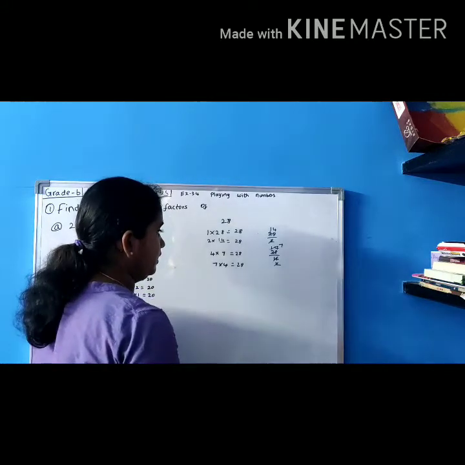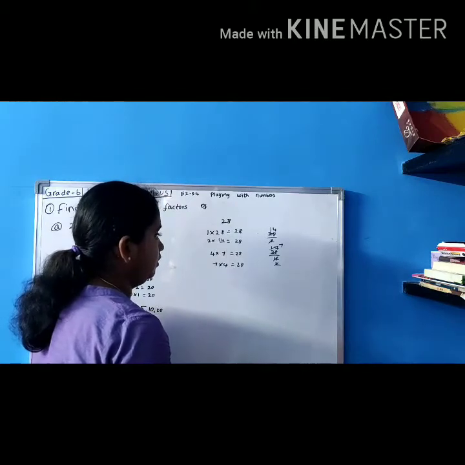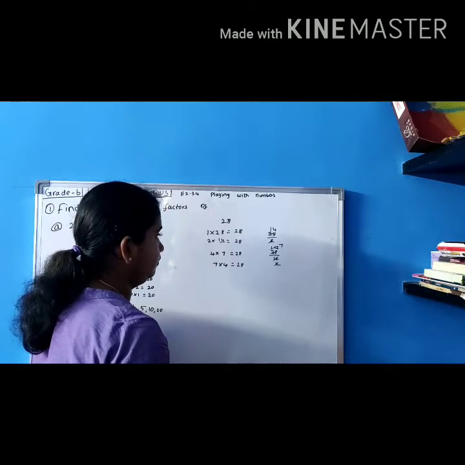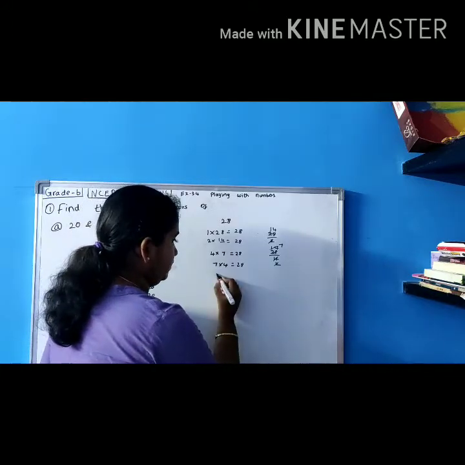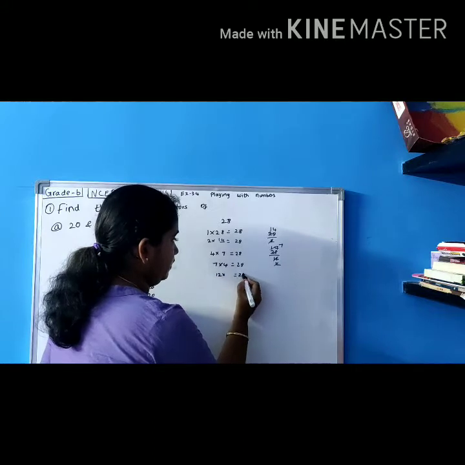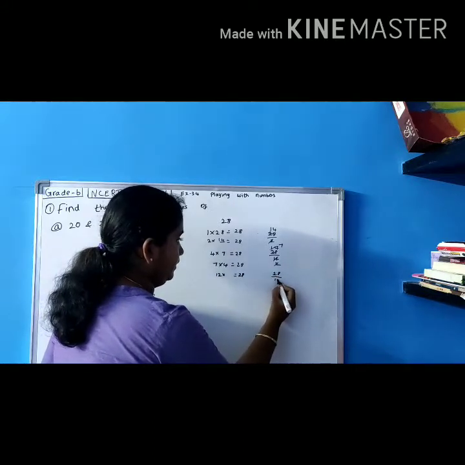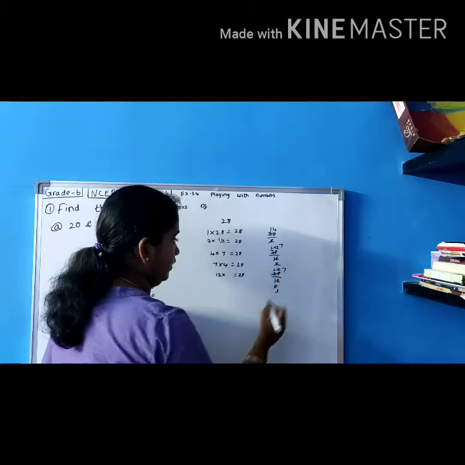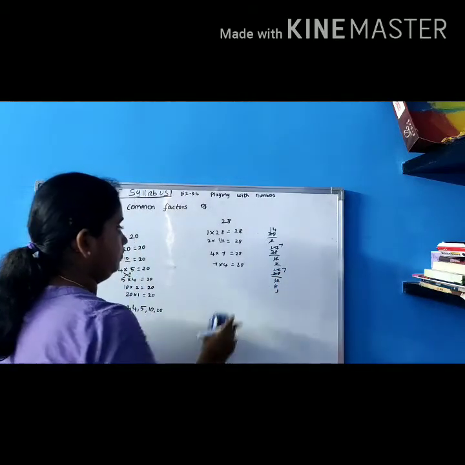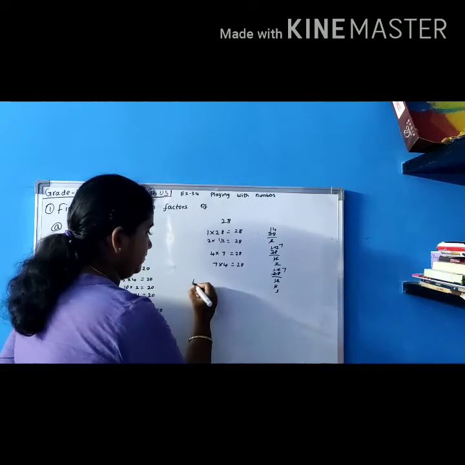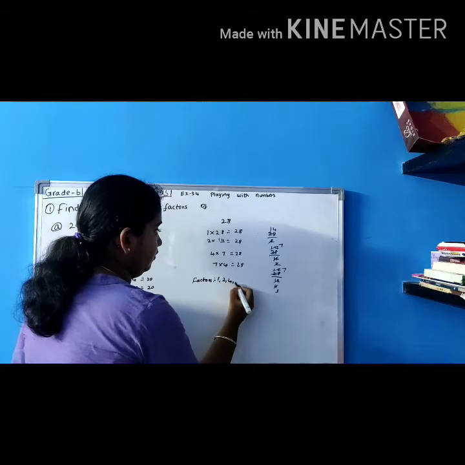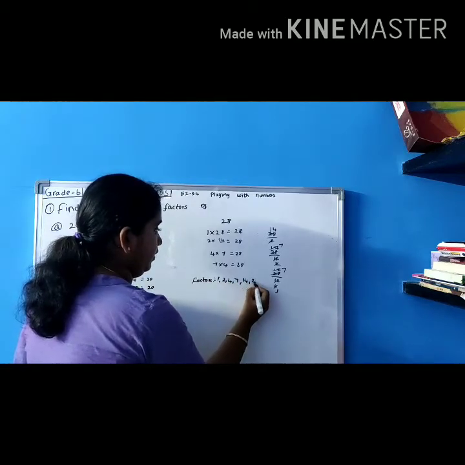Then what are the other tables? 10 table, no. 11 table, no. 12 table, 12 it will go, right? 12 into what gives you 28? 28 divided by 12. 2 12s are 24, it will not go. So that's all. The factors are 1, 2, 4, 7, 14, 28.